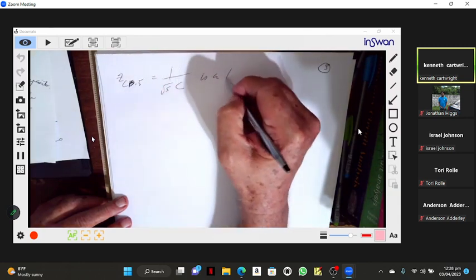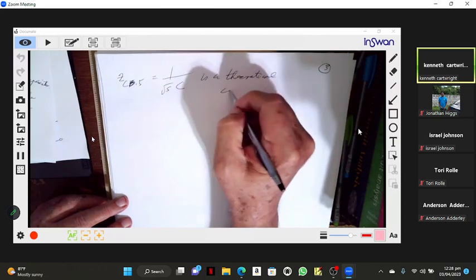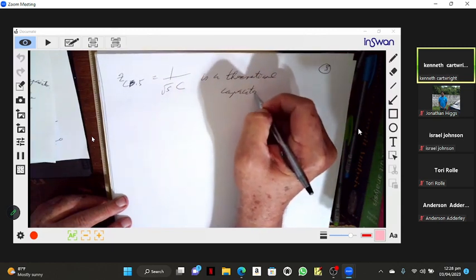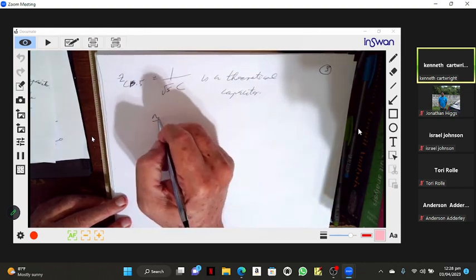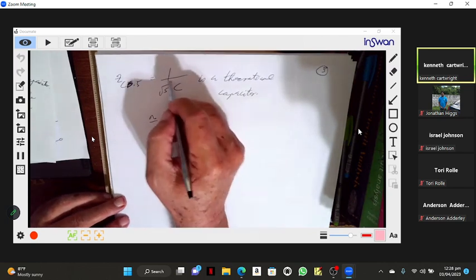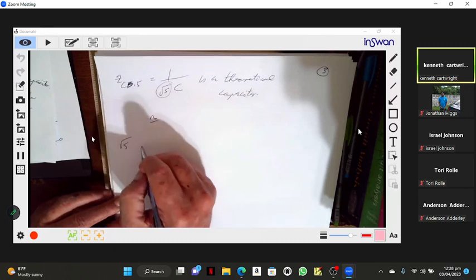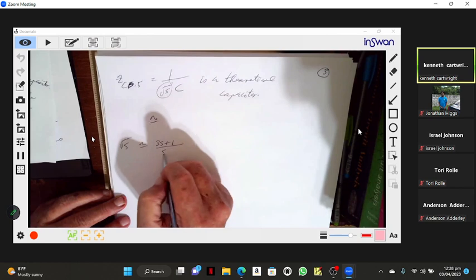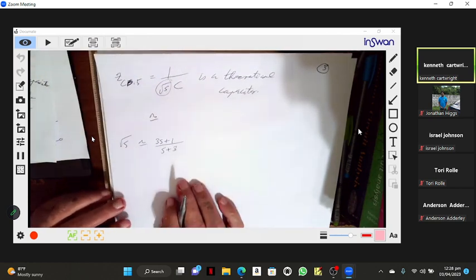Is a theoretical capacitor. Okay. This is approximately equal to, okay, we can approximate this. Square root of S is approximately 3S plus 1 over S plus 3. Don't worry about where I got this from.